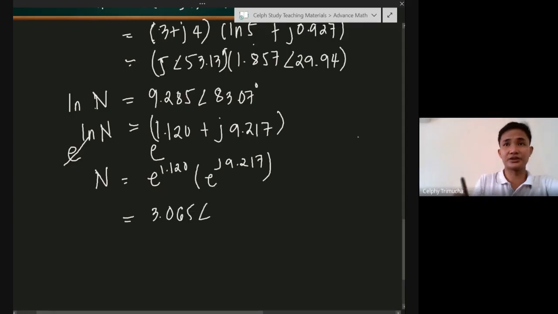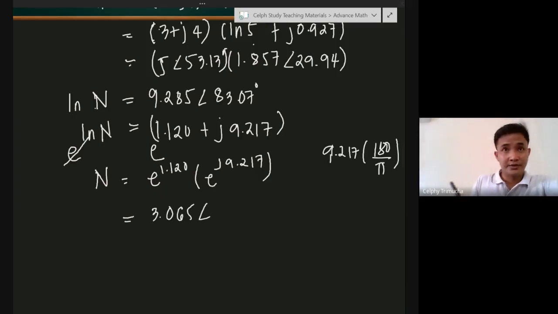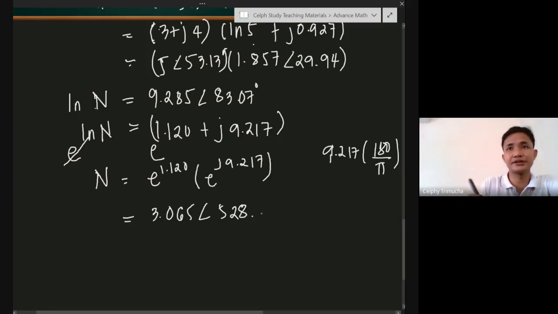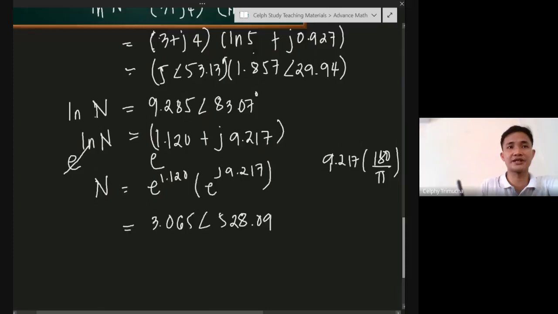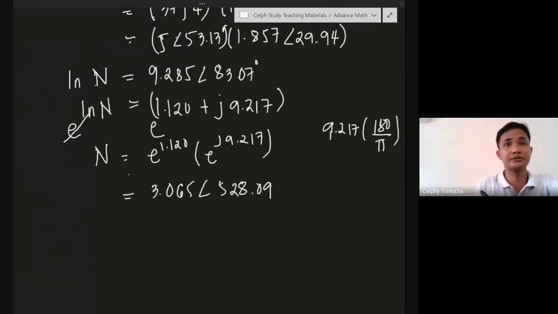So the angle will be 9.217 times 180 over pi, which equals 528.095 degrees. So the angle is correct.